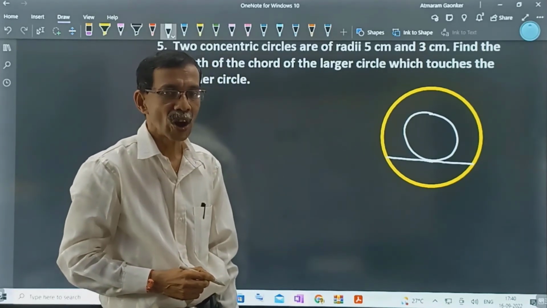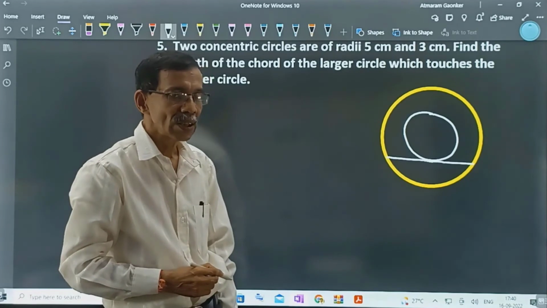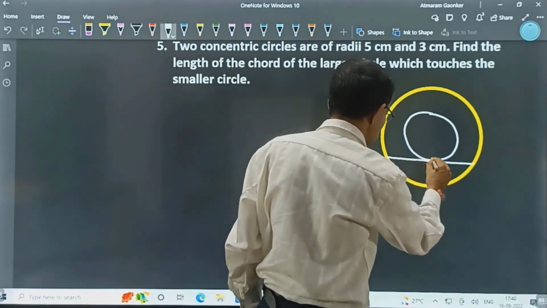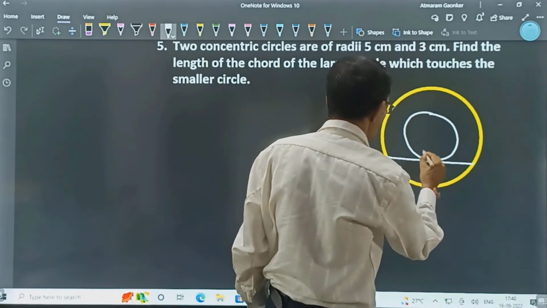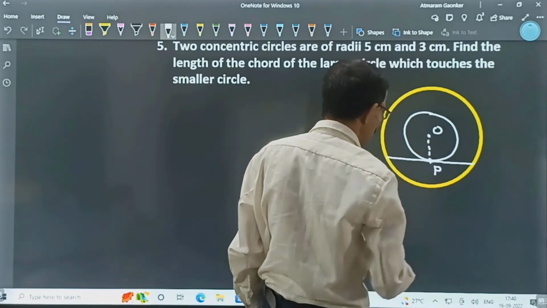This is a chord to the bigger circle. I am touching the smaller circle, let's say at point P. So this is point P, and let's say this is point O, and if we join it, it will become OP.